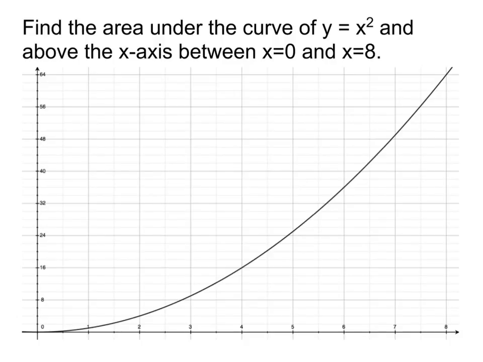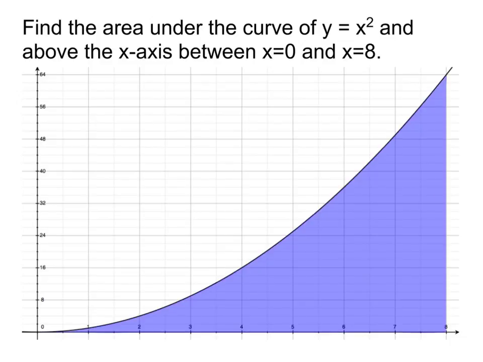On this graph of y equals x squared, what I'd like you to do is think about how would you find the area between the curve and the x-axis here between 0 and 8. Specifically, that means this area. You'll often hear me talk in the coming days about just area under the curve. We assume that that means between the curve and the x-axis.